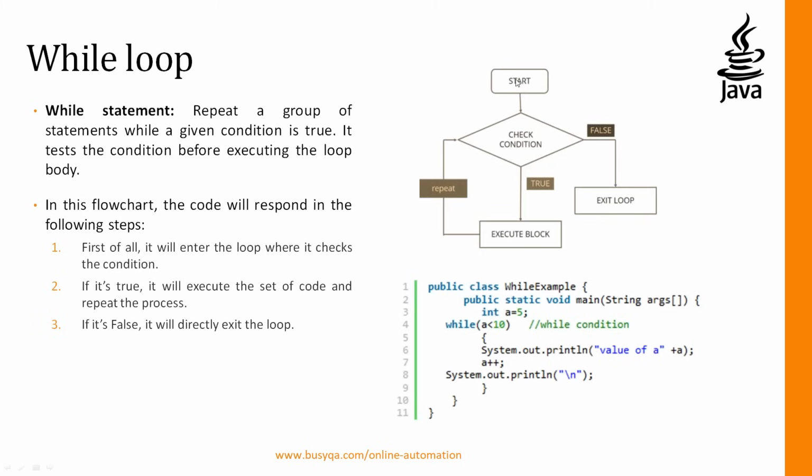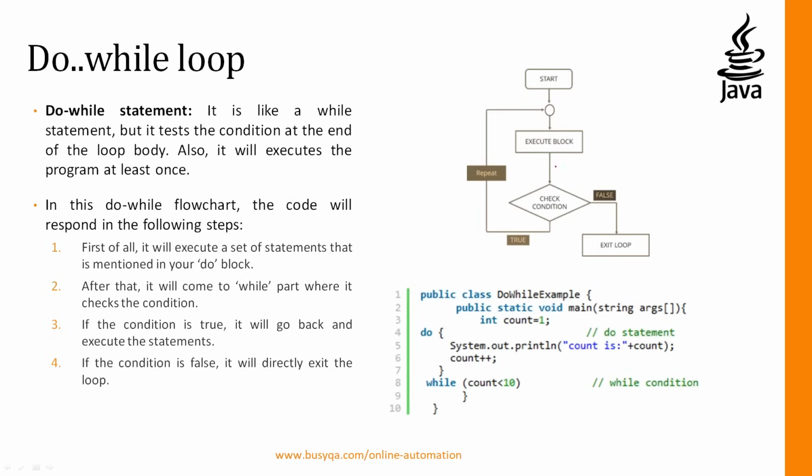And the while loop. The while loop will start here. First check the condition. If it is true, execute the block. If it is false, exit from the loop. And if it's true, execute the block and again repeat the same thing. This block will keep repeating whenever the condition is true, and whenever the condition becomes false, it will exit the loop. Until then the block will execute repetitively. That's a while loop.